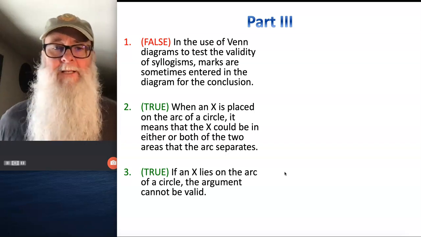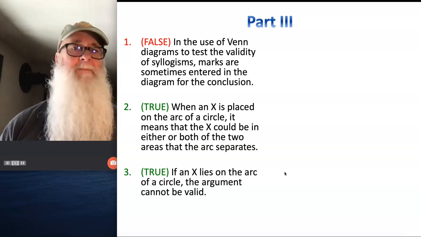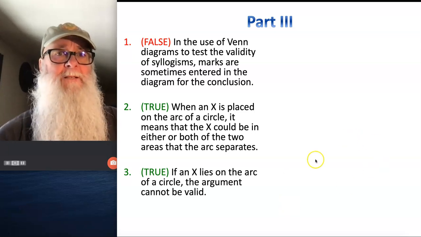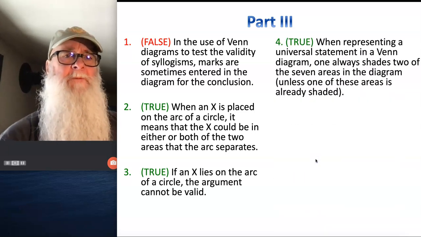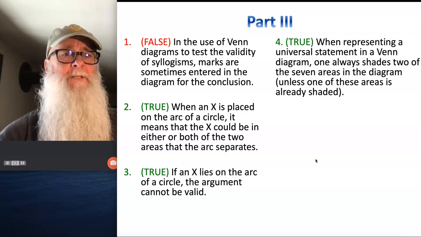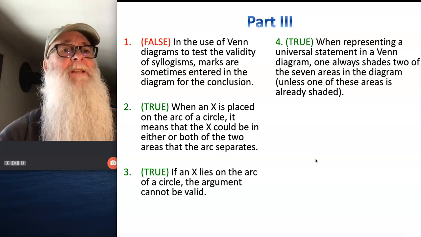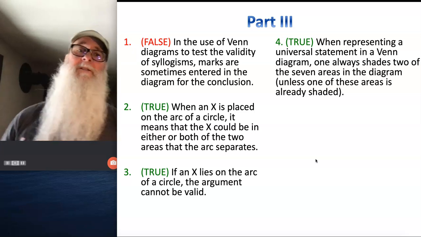Number 3, if an X lies on the arc of a circle, the argument cannot be valid. Correct, true. If an X is on the arc, that is an invalid argument. Number 4, when representing a universal statement in a Venn diagram, one always shades 2 of the 7 areas in the diagram unless one of those areas is already shaded.